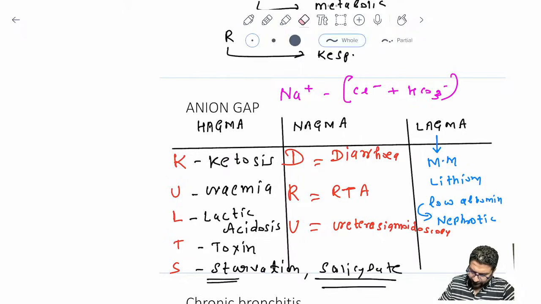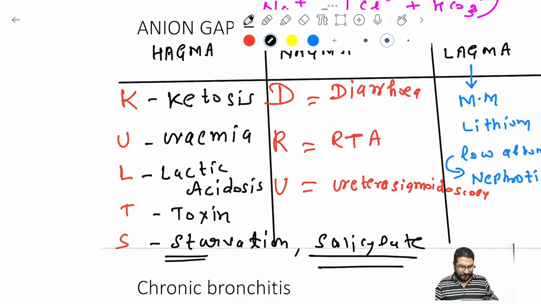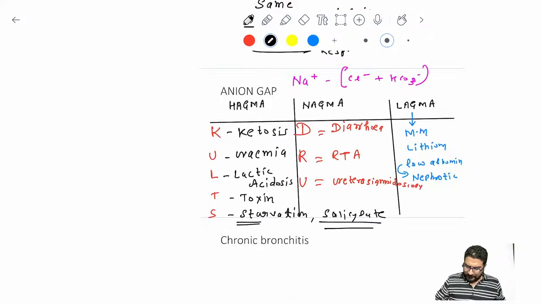So this is something which you have to remember about HAGMA, NAGMA, LAGMA. Very, very important. Done. Am I clear? Chiku, Abhi, Junaid, Thalasri, is it clear? This is something which you have to remember. You will get a question in exam from this. This is extremely, extremely important. I am repeating this again and again.